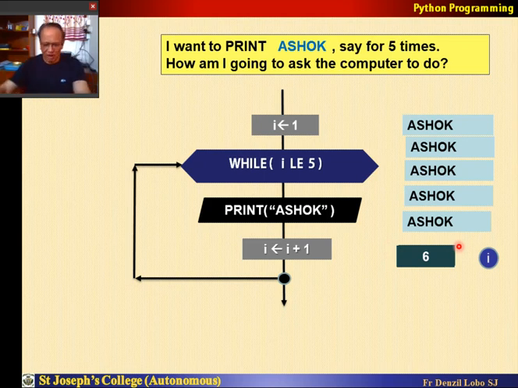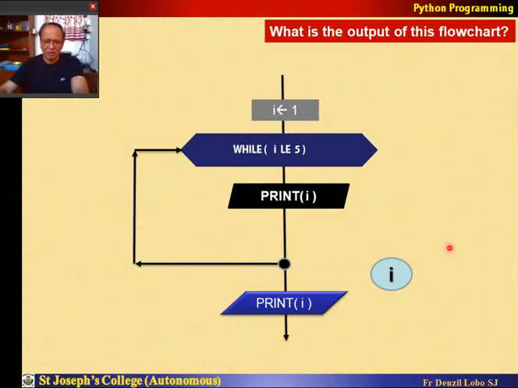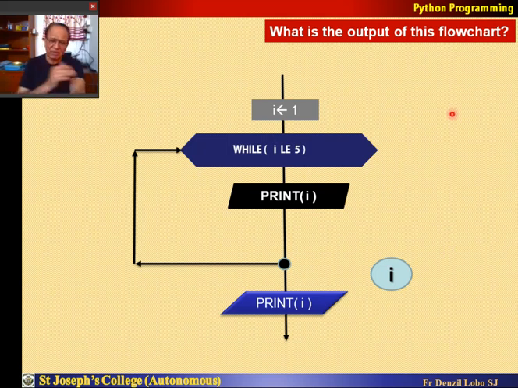This is the flow chart for that, and let us now test what is the output of this flow chart. So I is equal to 1. I is less than or equal to 5. So here this time you are printing I. So it is going to print 1. So what is going to happen now?